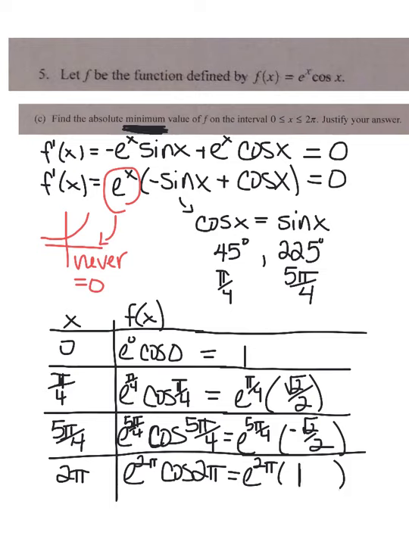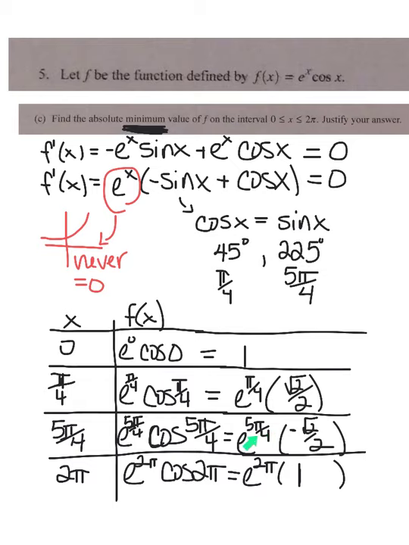Okay, now again, let's go back and read the question one last time. It says find the absolute minimum value. So we want the lowest value. Okay, well listen, we don't really need to know very much, but look right here. This is the only value out of all 4 of them that's negative.